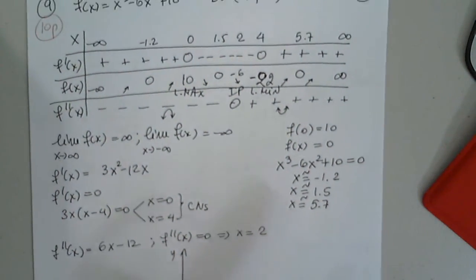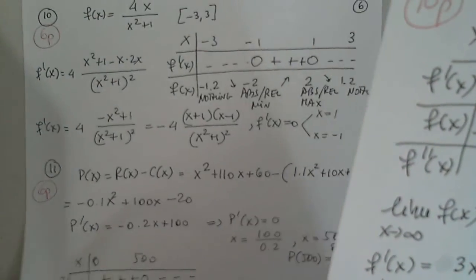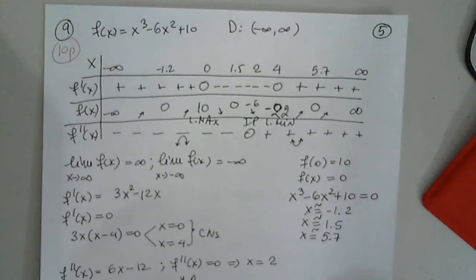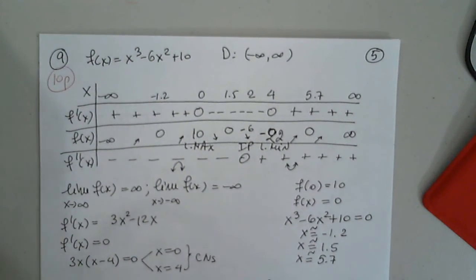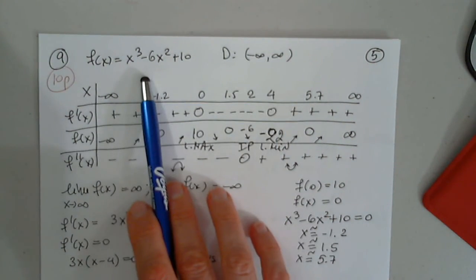Here we're asked to graph this function presenting absolutely everything. So I found the domain of the function is all real numbers, since it is a polynomial.